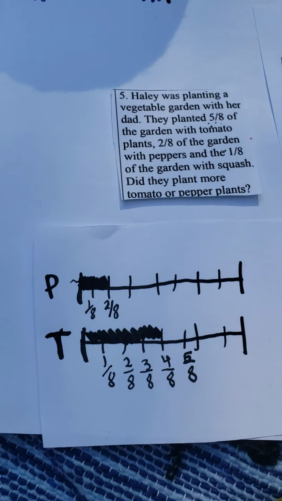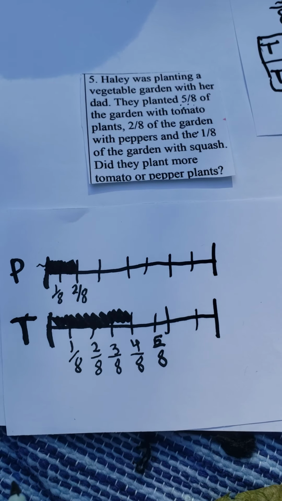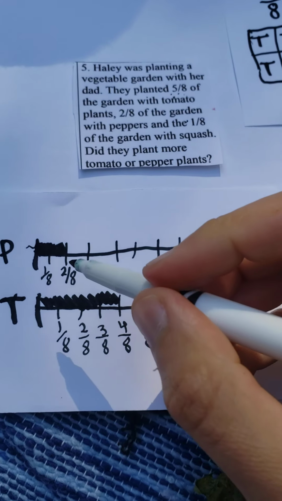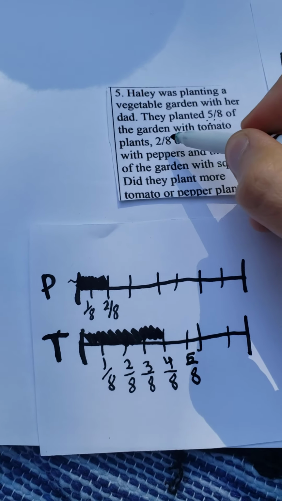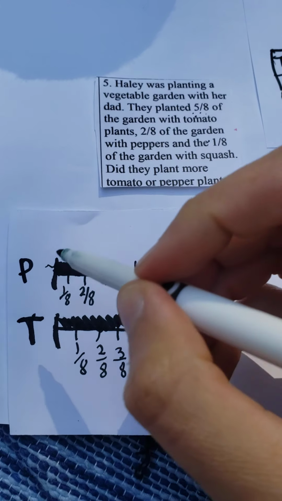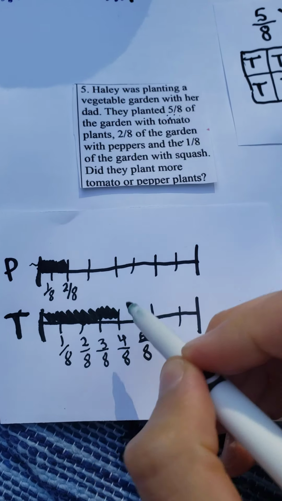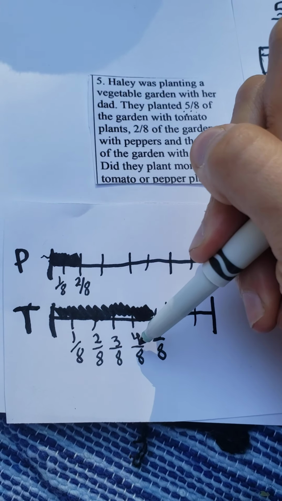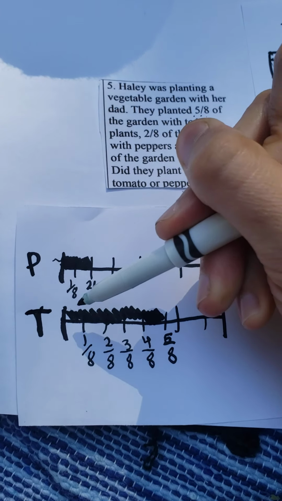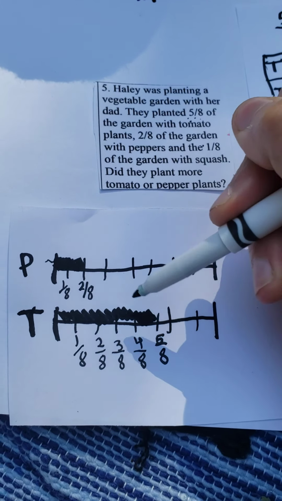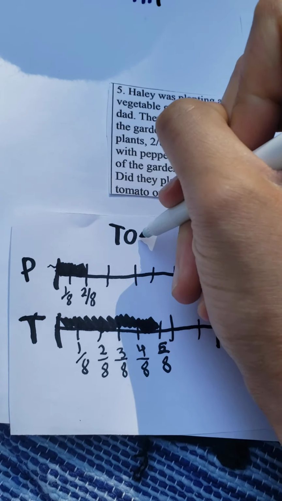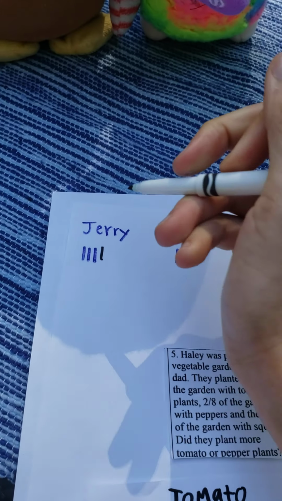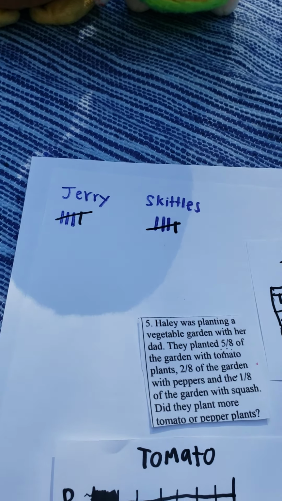So if you like number lines, you could see that both number lines are the same size, which is important. The whole is in the same spot. And both number lines are counting by eighths because we have 8 in our denominators up here. 2/8 of the garden is pepper, and 5/8 is tomato. 1/8, 2/8, 3/8, 4/8, 5/8. You can see there's more tomato, or there's a longer amount. There's more tomatoes than pepper. So tomato is winning. Excellent job, contestants.